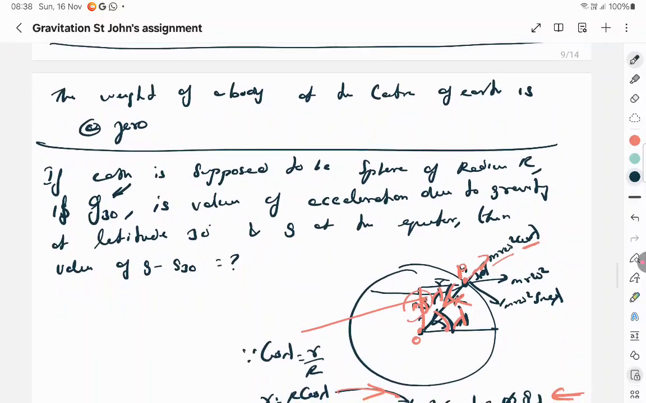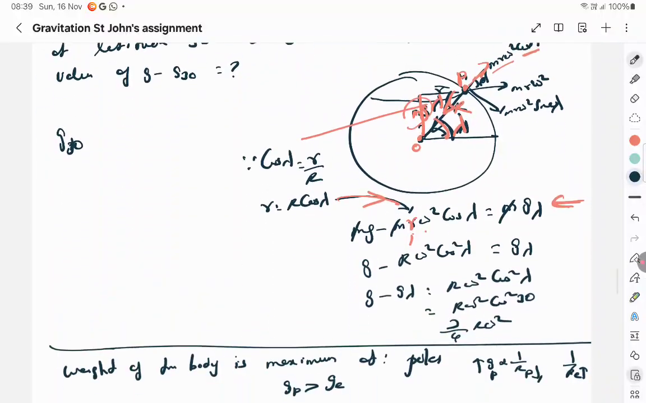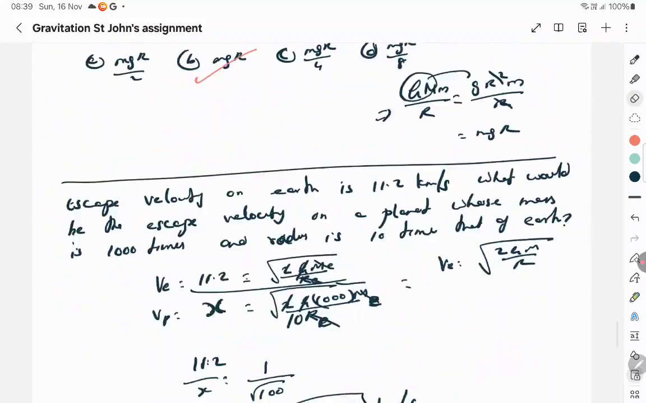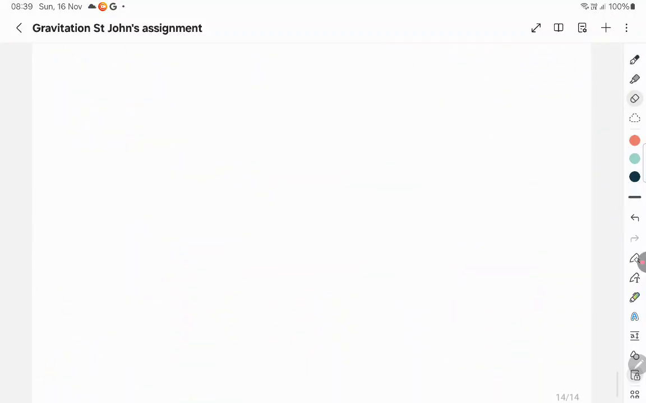The earth is supposed to be a sphere of radius r, and if g 30 degree, which means g lambda, gravity at a particular latitude is g 30, the latitude angle is 30 degree, g is at the equator, then find the value of g minus g 30. Okay, a lot of people had messaged me that you didn't understand this quite well, so I'm doing this separately here, so please understand.